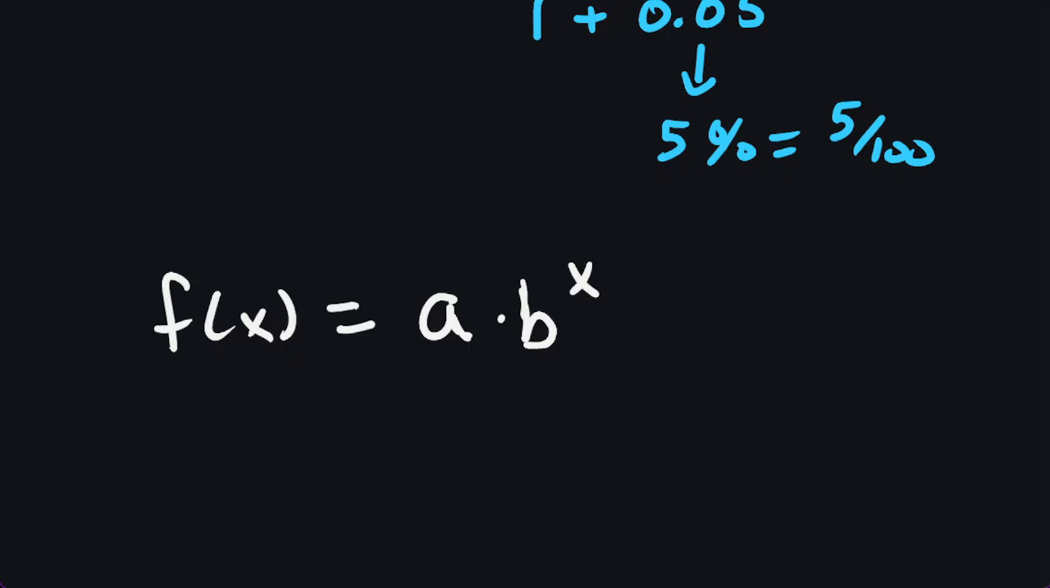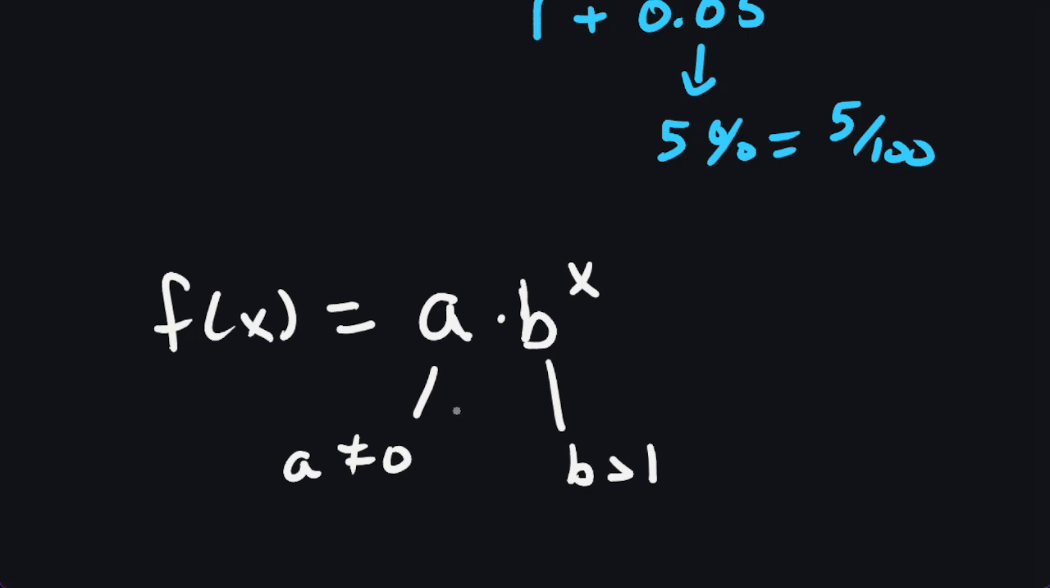So a can be any number as long as it's not 0. So a cannot be 0. And b must be a positive number greater than 1. So b must be greater than 1. So a cannot be 0, and b must be greater than 1. Because if b was less than 1, or let's say b was equal to 1, then 1 to the power of anything is still 1. So that wouldn't work. B has to be a number greater than 1.